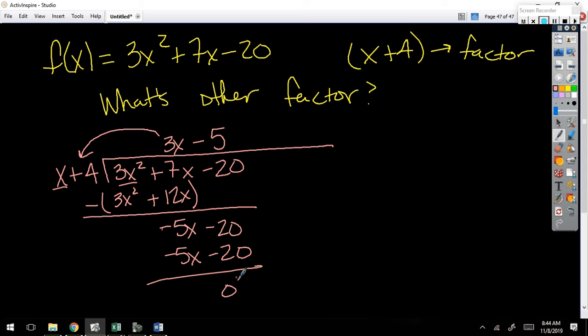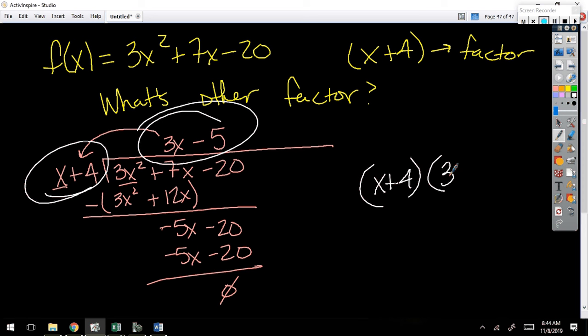Notice when we divided, we got no remainder, as I should, right? If you divide by a factor, the definition of factor is it goes in evenly, right? No remainder. So what this tells me is that x plus 4 times 3x minus 5 is the factored form of this.